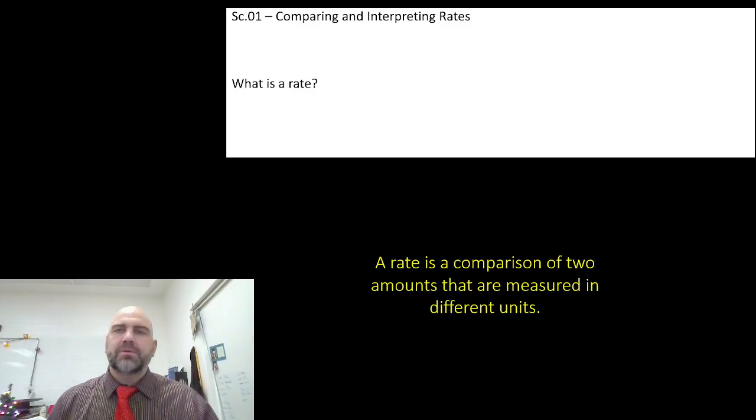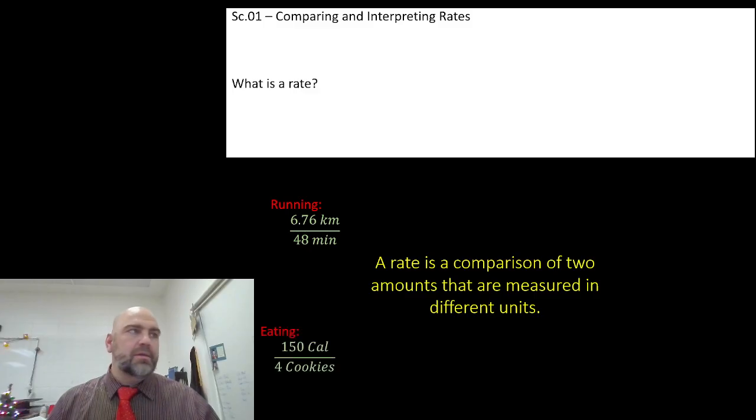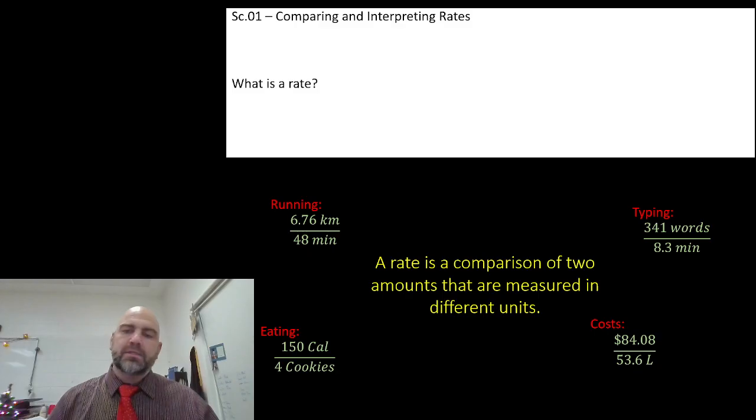So a couple different examples of a rate. We might be running 6.78 kilometers in 48 minutes. There you go, there's a rate, and that's just a straightforward rate. Another one, eating: 150 calories in 4 cookies. So it's a comparison of units, calories and cookies. Another one, typing, which you might use in a keyboarding class: typing 341 words in 8.3 minutes. Or something like costs, where 53.6 liters is going to cost you $84.08.